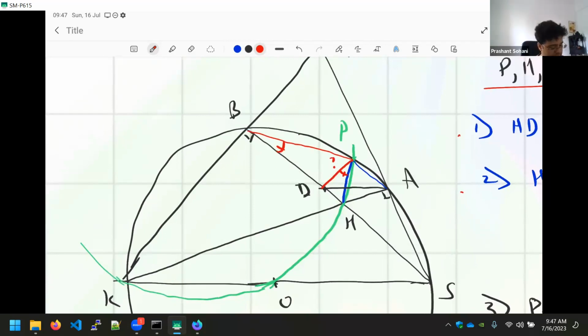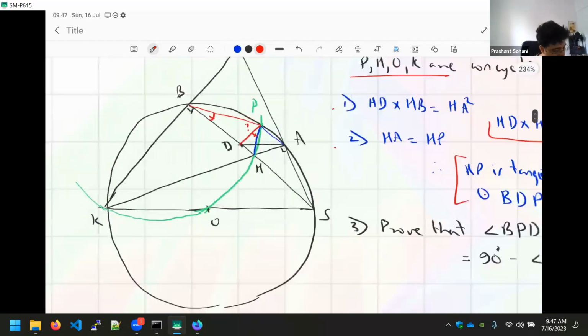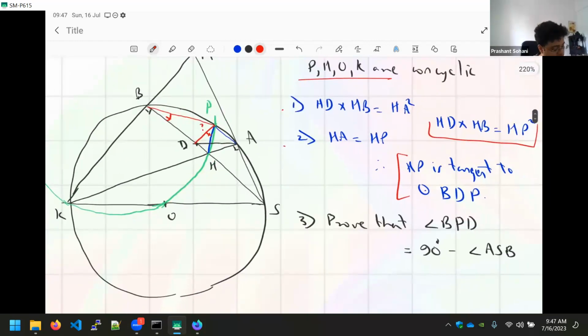If I use that as a starting point, let us express angle BPD as equal to angle BPH minus angle DPH.